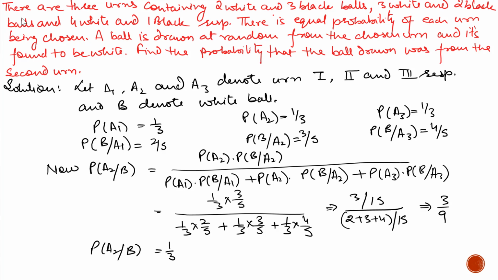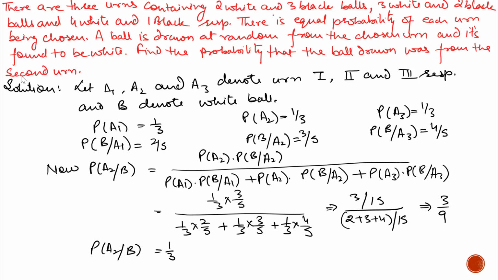Last example. There are 3 urns containing 2 white and 3 black balls, 3 white and 2 black balls, and 4 white and 1 black ball respectively. There is an equal probability of each urn being chosen. A ball is drawn at random from the chosen urn and is found to be white. Find the probability that the ball drawn is from the second urn.